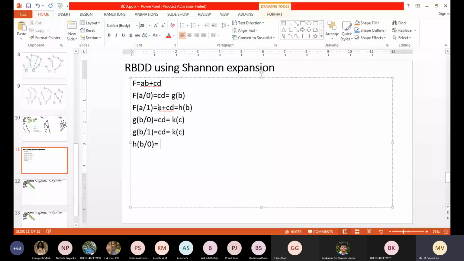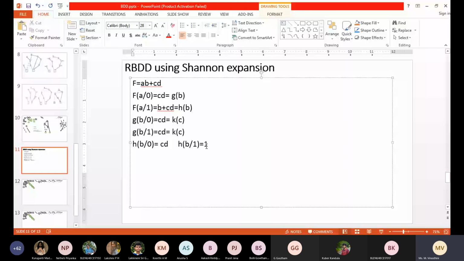Next, the same H, B slash 1, if I substitute, what I will get? If I substitute B as 1, what will be my value? Tell me. 1 plus CD will be? 1. I will get 1. Now, this 1 is some new variable. CD is same as this.